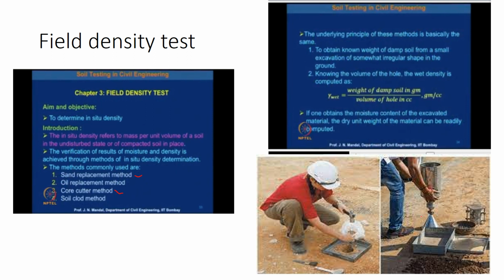What they are doing here is a sand replacement method. This is a tray and this is a sand pouring cylinder. I'll come into that in more depth later. They are finding out the field density of the ground.